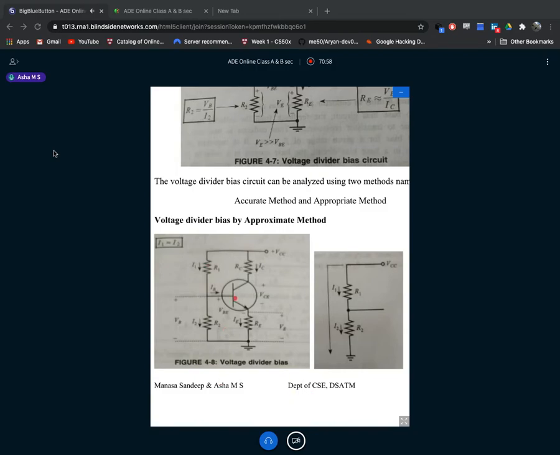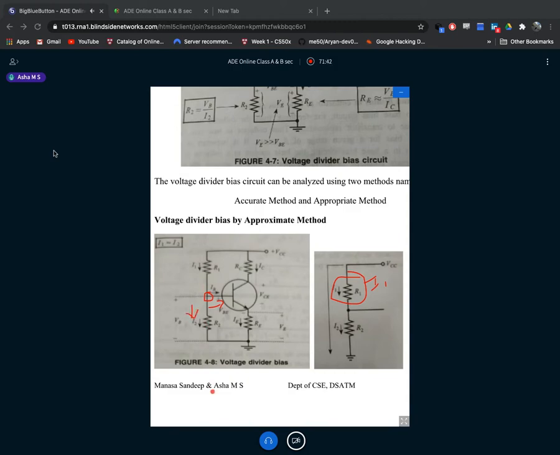How exactly are you applying this approximate method? I'm constructing the circuit such that whatever current flows through R1 is called I1. If you observe this diagram carefully, this I1 is equal to IB plus I2. This I1 is split at this junction: some current flows into the base as IB, and some portion flows towards R2 as I2. Are you getting this?